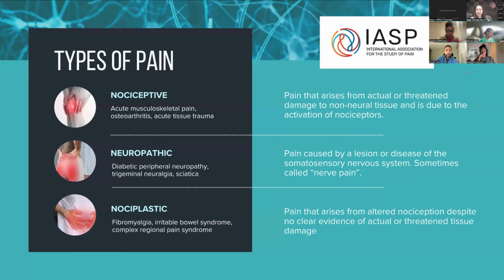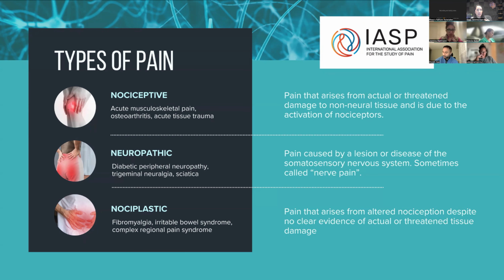There are three main categories of pain. One that we're very familiar with, which is nociceptive pain. That's the pain that arises when you stimulate the nociceptors. So it's damage to non-neural tissues like your muscles, your joints, your skin. And this is the typical pain we think of all the time when we cause trauma to our tissues, surgery, osteoarthritis. These are types of nociceptive pain.